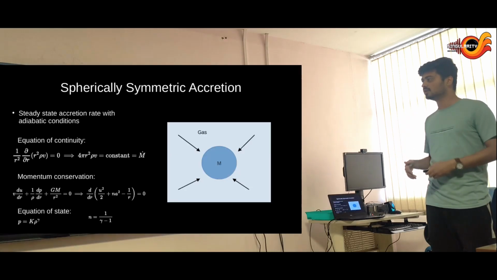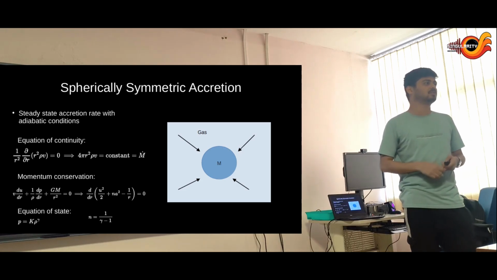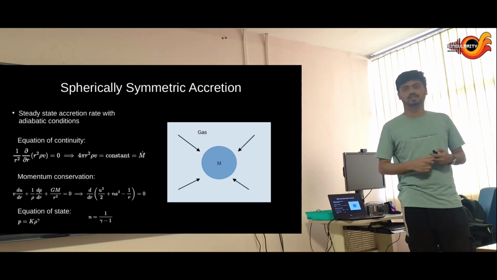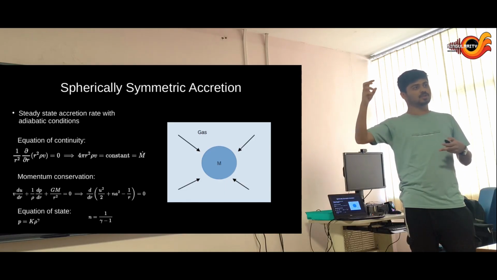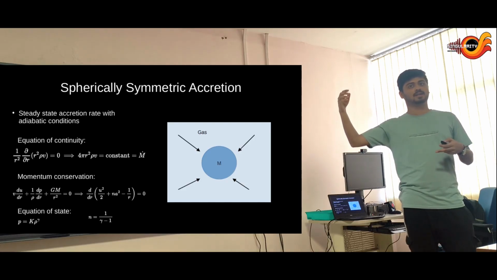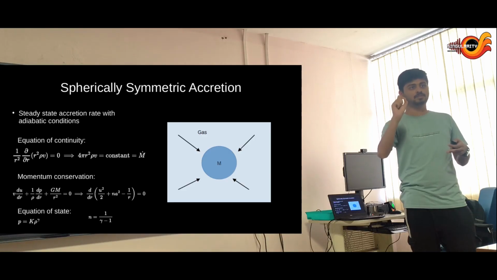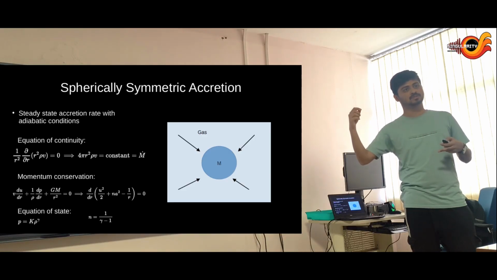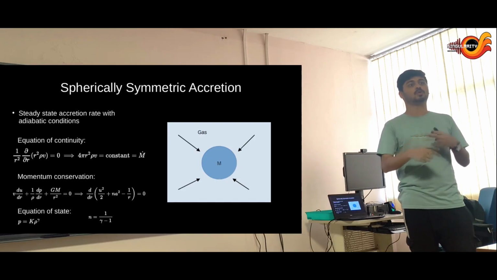So when you solve these equations, what you get is a transonic solution. What is a transonic solution? A transonic solution is basically matter which starts subsonic. That means its velocity is less than the local sound velocity, right? And as it comes inside near the star, it crosses a transonic point where it becomes supersonic from subsonic. Supersonic is when velocity is more than the local sound velocity.